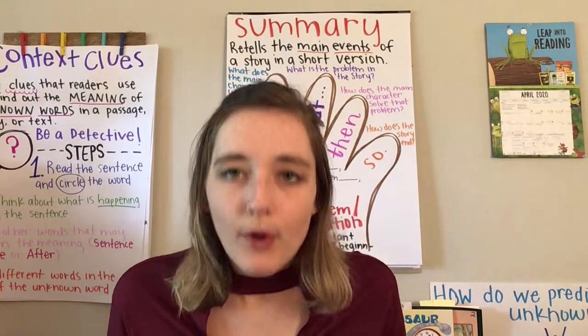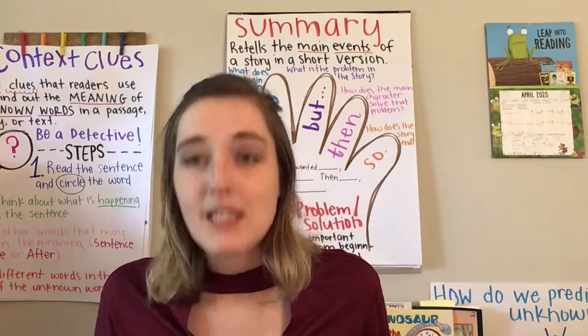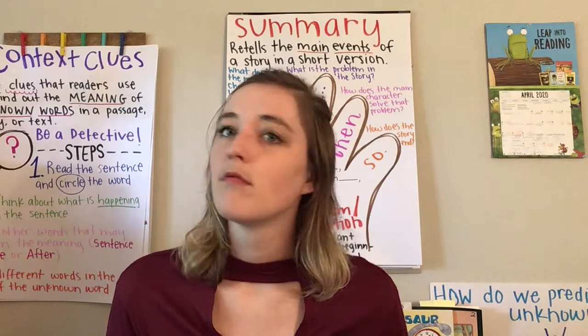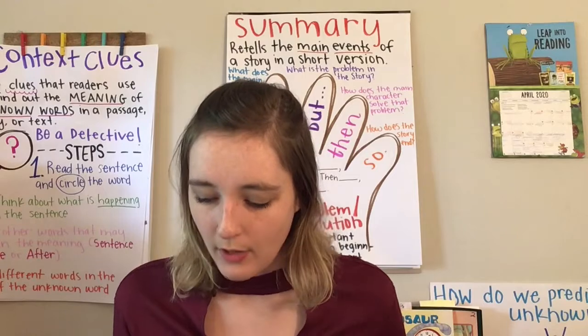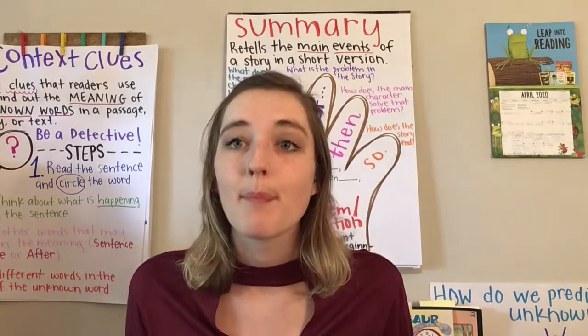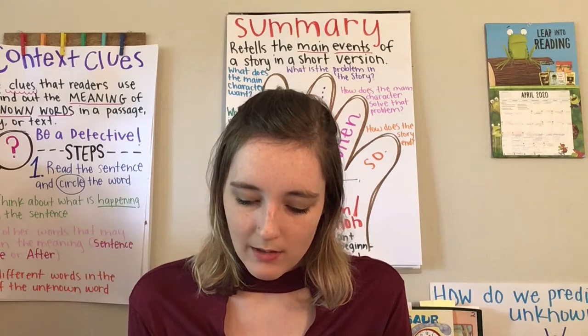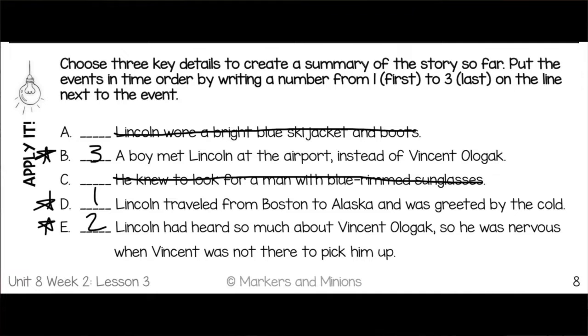Now what we have to do is put them in order. What happens first? What happens second? What happens third? The first thing that happens is Lincoln travels from Boston to Alaska. So next to D, put a number 1. After that, Vincent was not there to pick him up. Lincoln heard so much about Vincent Olgak, but he was nervous when Vincent was not there to pick him up. Number 2 goes on line E. And the last one is B, 3. A boy met Lincoln at the airport instead of Vincent Olgak. So there it is. This is what your page should look like.